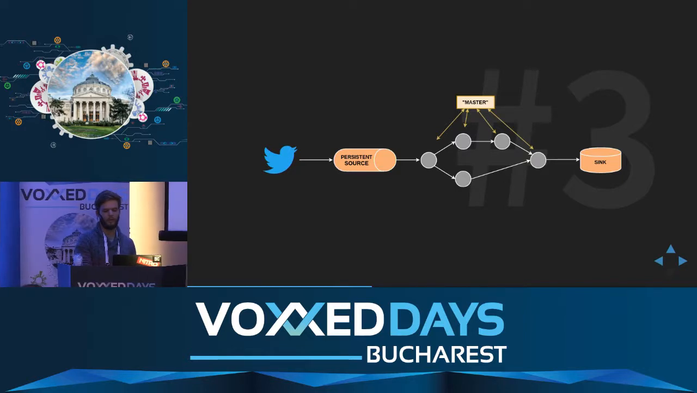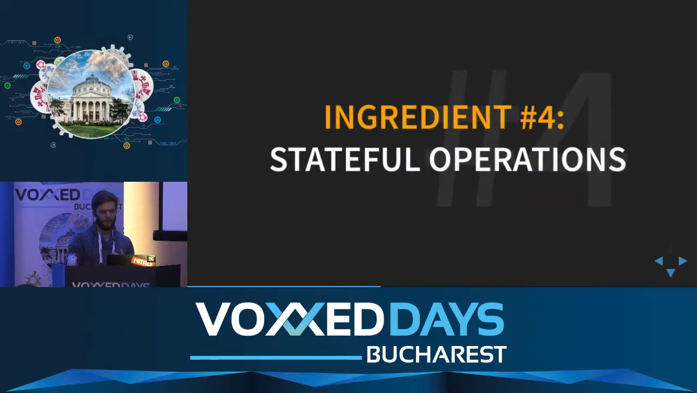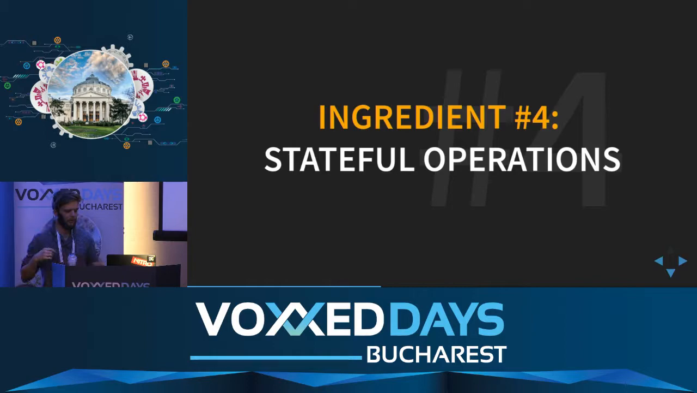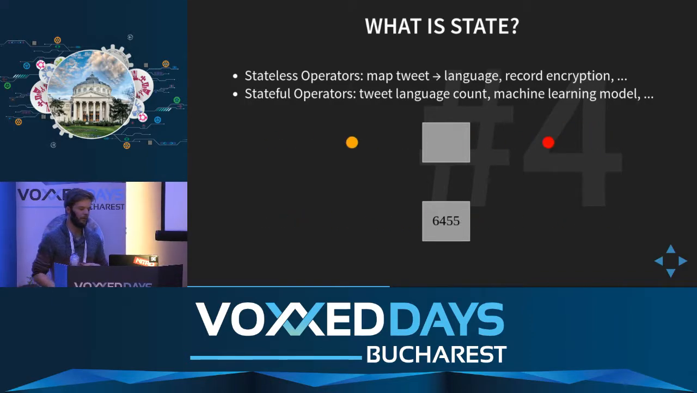And one of the most important things there is stateful operations. Yeah, stateful operations, what does that actually mean? Well, here's the difference between stateful and stateless. A stateless operation would just be: tweet comes in and I emit language. I don't care what happened before, I don't care what happened after that. I just emit this right away. Or what we do most of the time is record encryption. In record encryption, something comes in, you encrypt it, you send it back out.